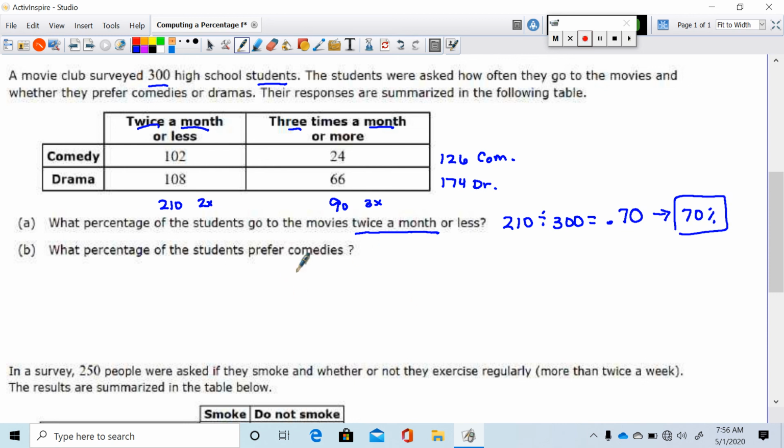What percentage of the students prefer comedies? Well, comedies is 126 divided by 300 students total. 126 divided by 300 is 0.42. So you want 2 numbers after the decimal to make your percentage, 42%.